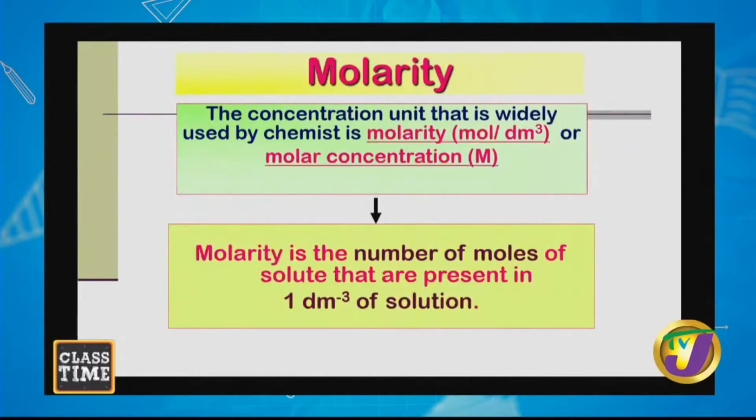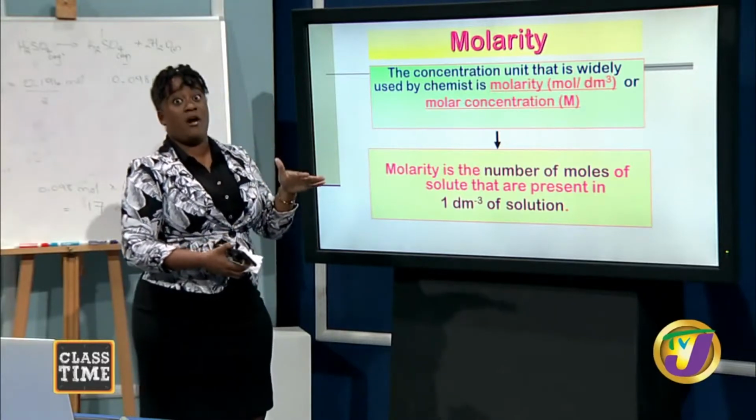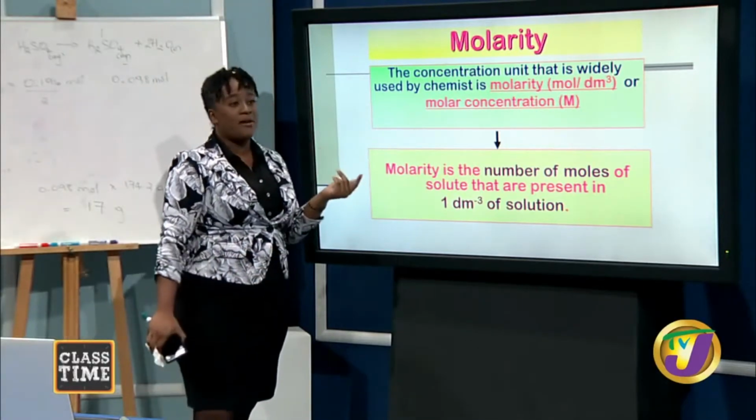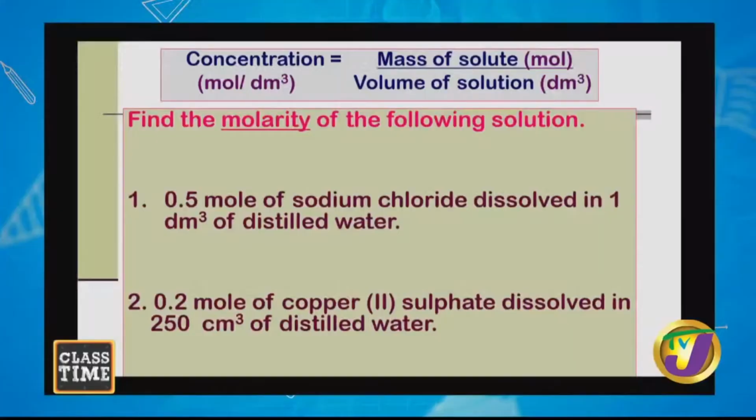Okay, so really, molarity is what chemists use, and when we say molarity, we're talking about molar concentration, and we use the letter M, but it's a big M. So sometimes when you look at your concentrated solution like sulfuric acid in the lab, you'll see the concentration there on it, and you'll see a big M. So the M just means molarity. All right, so let's try a calculation. 0.5 mole of sodium chloride dissolved in 1 dm cube of distilled water. I want you to find the molarity for that solution, for number 1.